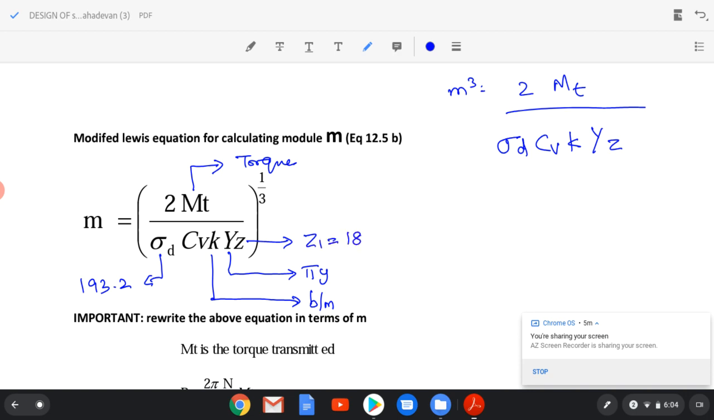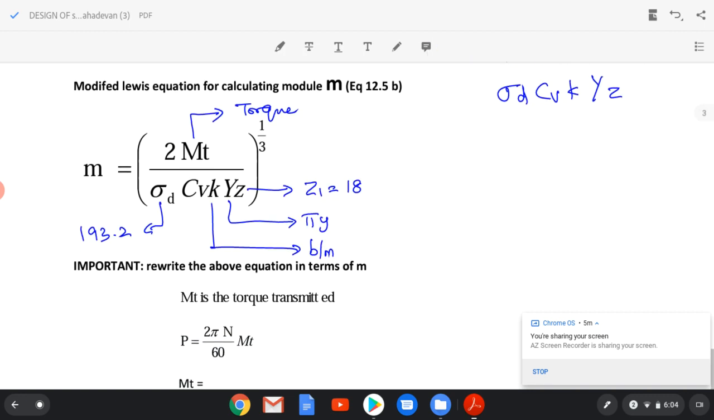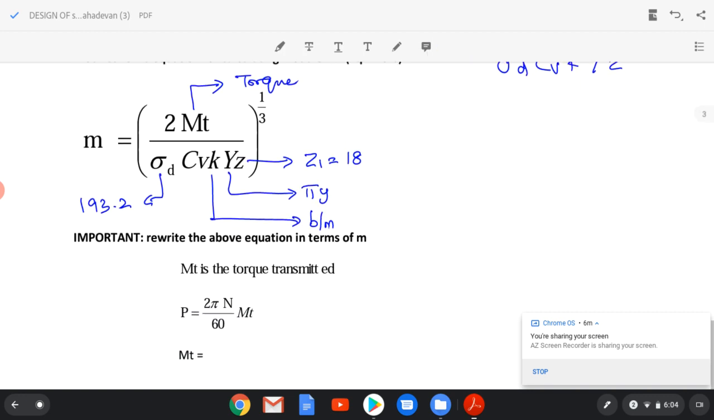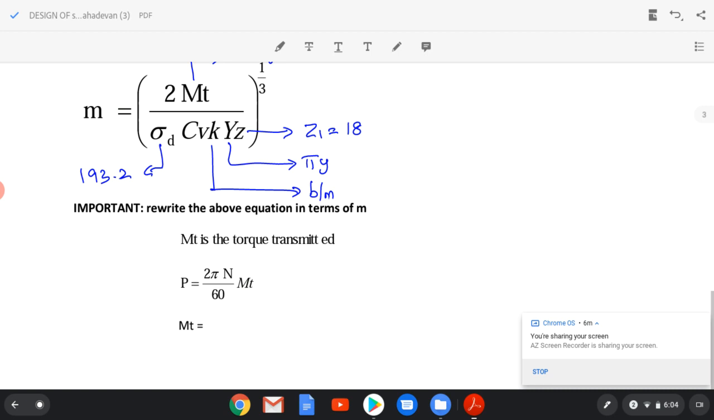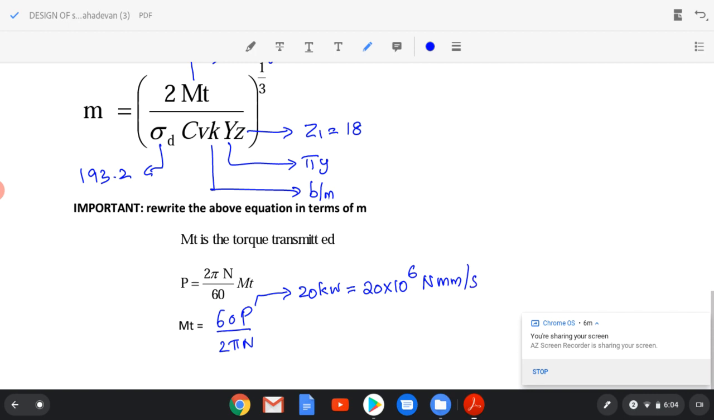Now we will see one by one. First we will find mt. Mt equal to torque transmitted, mt equal to 60p by 2 pi n. We are given power equal to 20 kilowatts. Since we have to get the unit in Newton and millimeter, 20 kilowatts equal to 20 into 10 power 6 Newton millimeter per second, and speed equal to 1800 rpm.